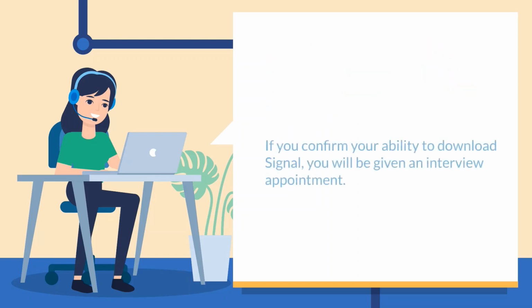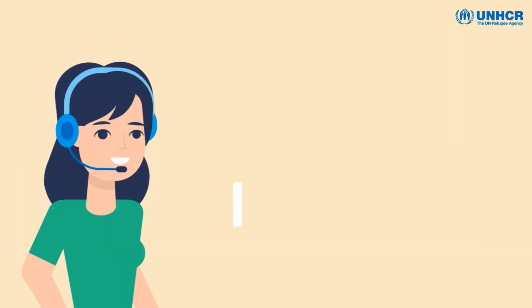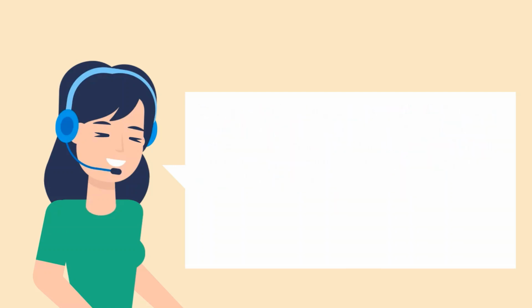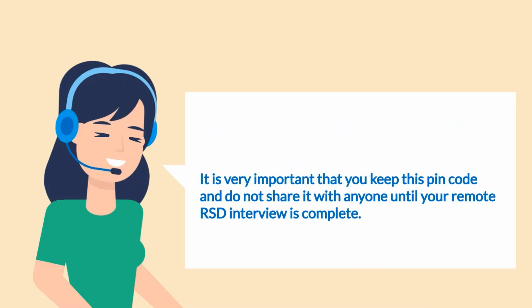If you confirm your ability to download Signal, you will be given an interview appointment. During the scheduling call, the staff will then send you an SMS confirming your appointment date. This SMS will include a unique PIN code which will be used as a verification tool on the day of your remote RSD interview. It is very important that you keep this PIN code and do not share it with anyone until your remote RSD interview is complete.